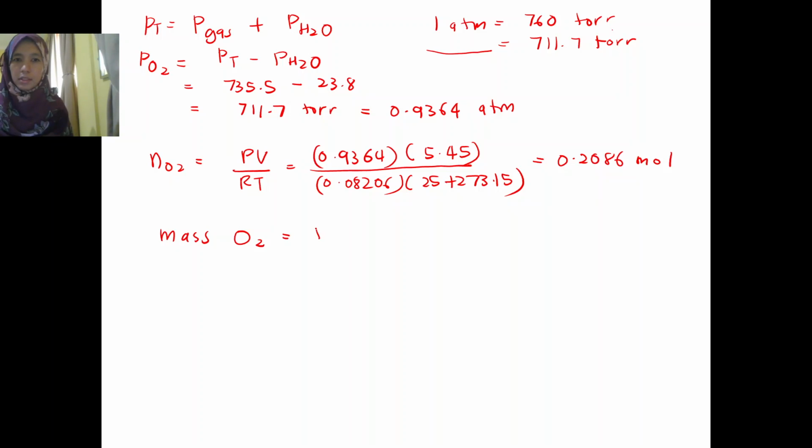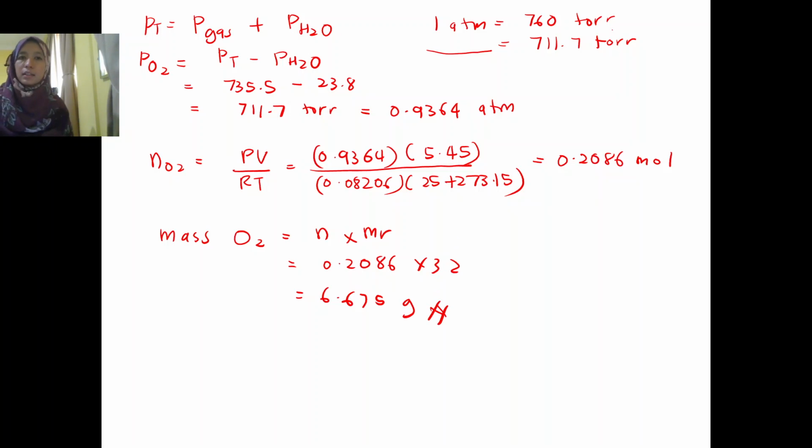Okay, then we can calculate for mass of oxygen. So mass of oxygen, mole times molar mass. So 0.2086 times 32. So we have 6.675 gram. Okay, so that's all. Hope you can understand the working example steps. Okay, thank you.